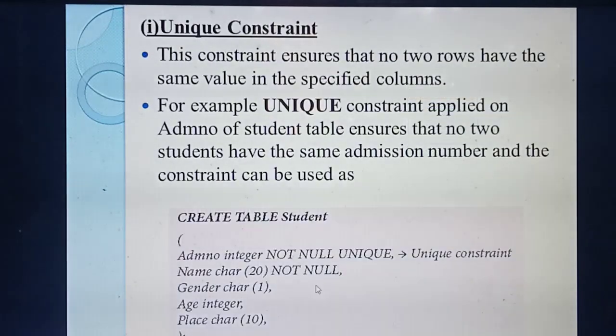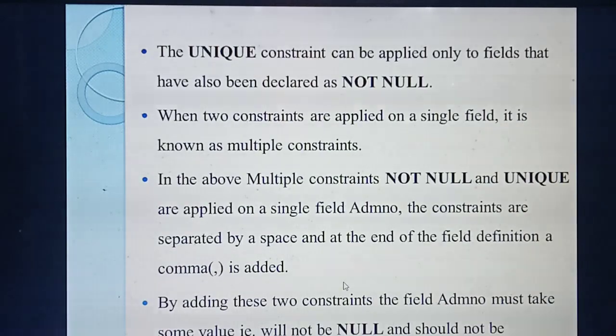So here you are applying not null. The first field, you are applying not null. Already you are applying the not null constraint. Next you are applying unique. So two types of constraints you are applying to the field admission number. Then we can call that a multiple constraint, on the same field admission number. So you are applying two constraints. What are they? Not null as well as unique.